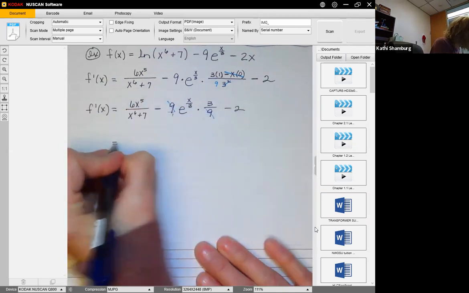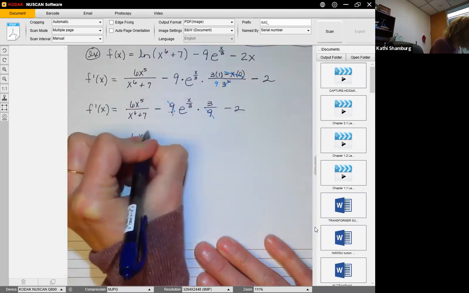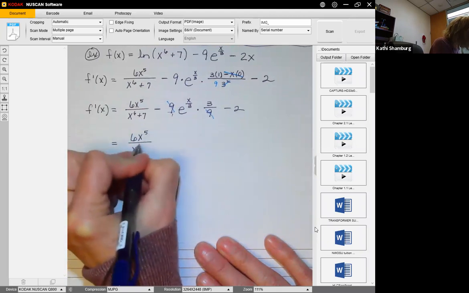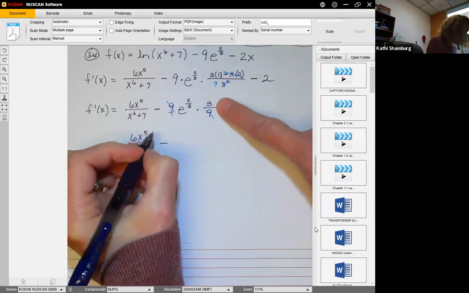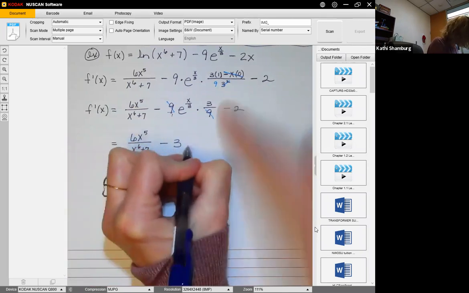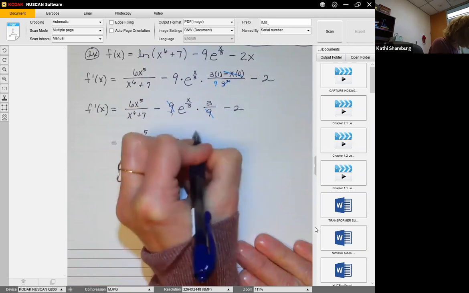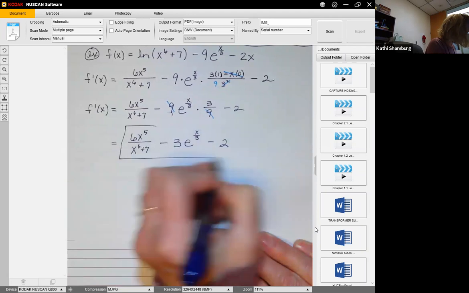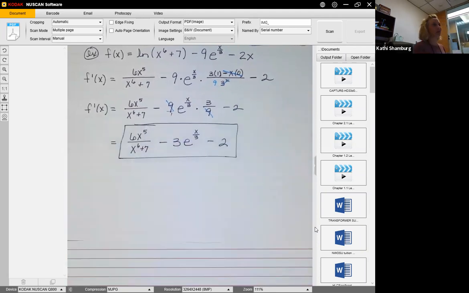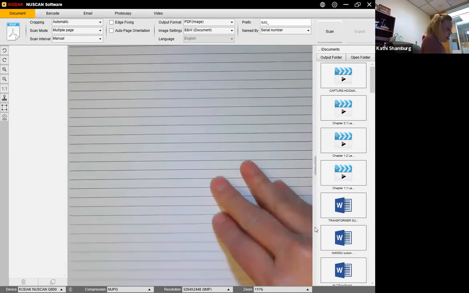So what we actually have is 6x to the 5th over x to the 6th plus 7 minus, this is on top, I'm just going to move it to the front. So we have 3e to the x over 3 minus 2. So that middle part definitely took us a little bit of work. And you're going to have some similar to that in your homeworks. And so be prepared to handle that possibly on a test. Okay.